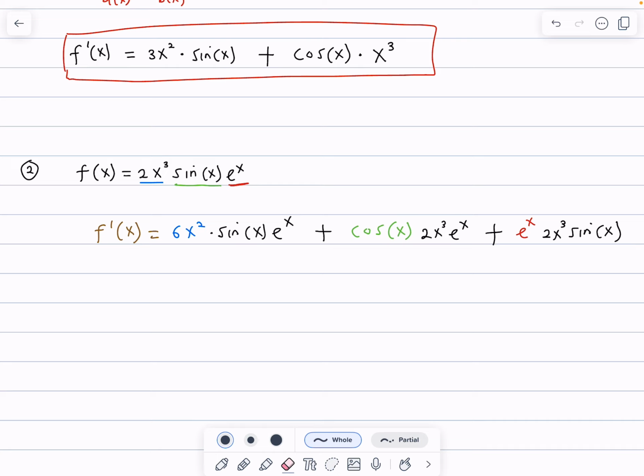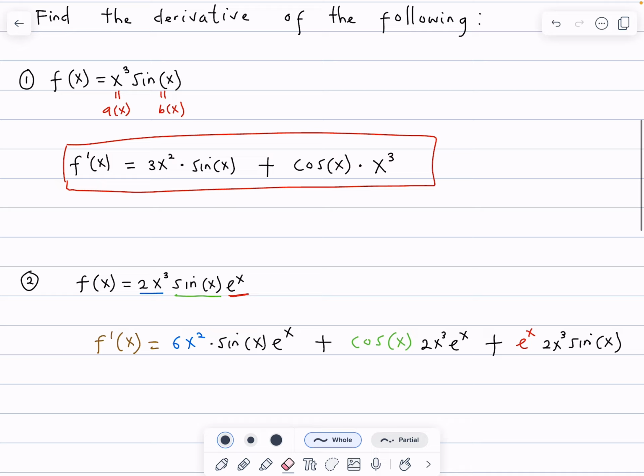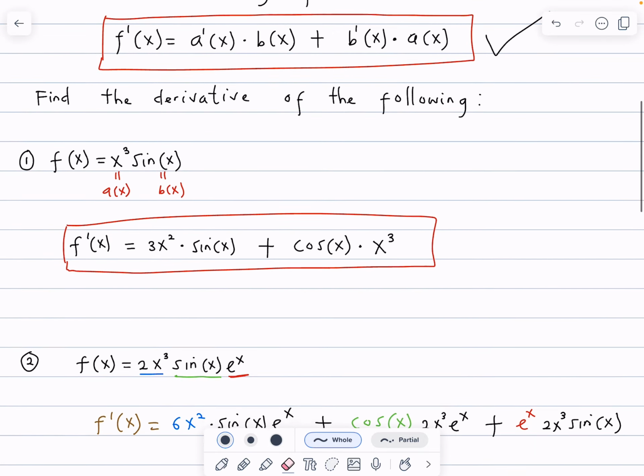Plus, I took the derivative of the second function. The derivative of sine x is cosine of x. Then I wrote what is left. Plus, I took the derivative of the third function. The derivative of e to the x is still e to the x, so I wrote that e to the x. Then I wrote what is left. And that's it using the product rule.